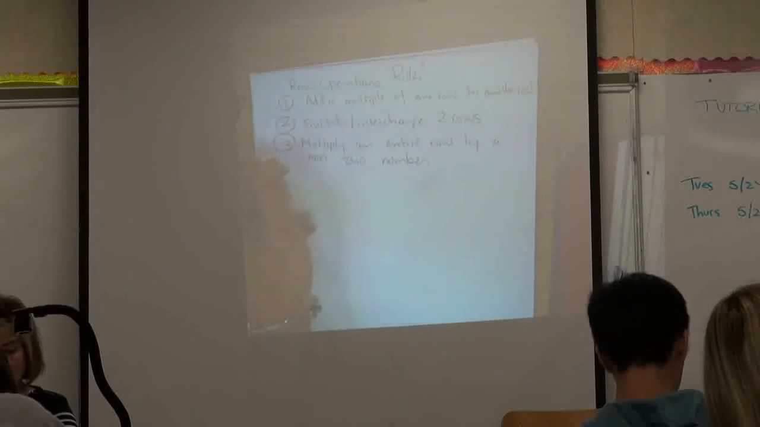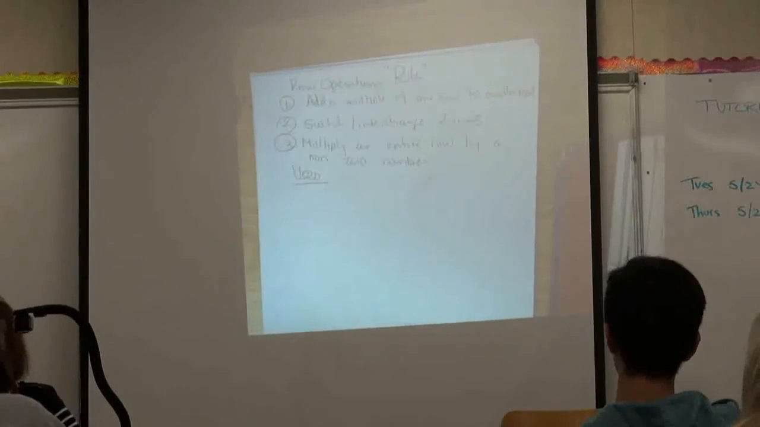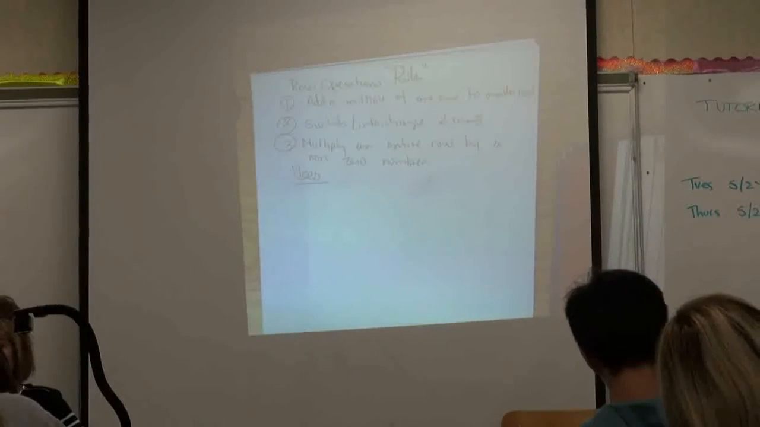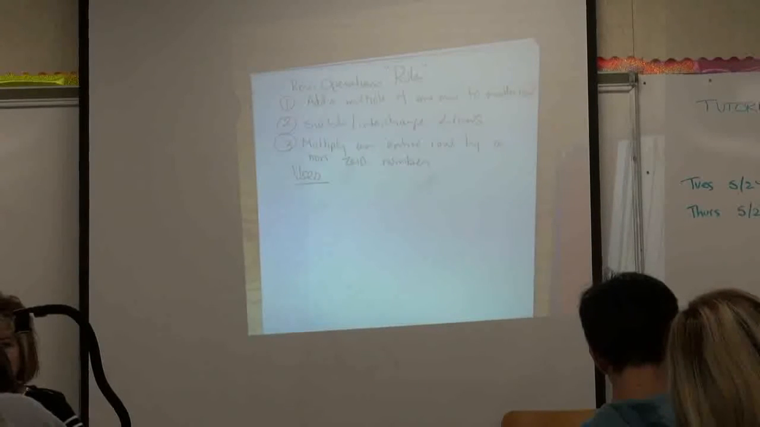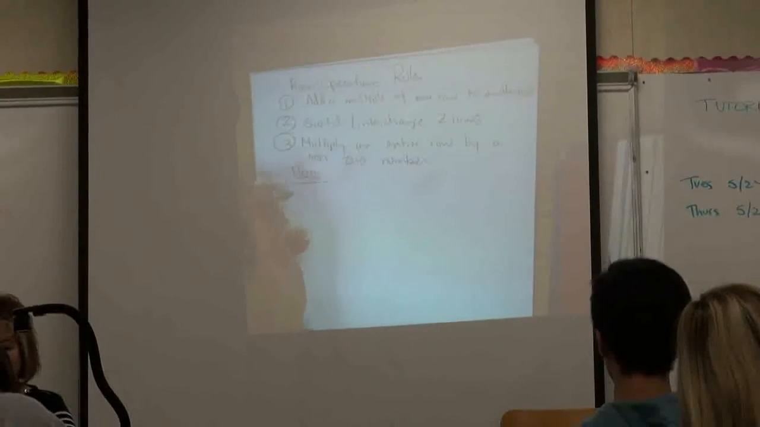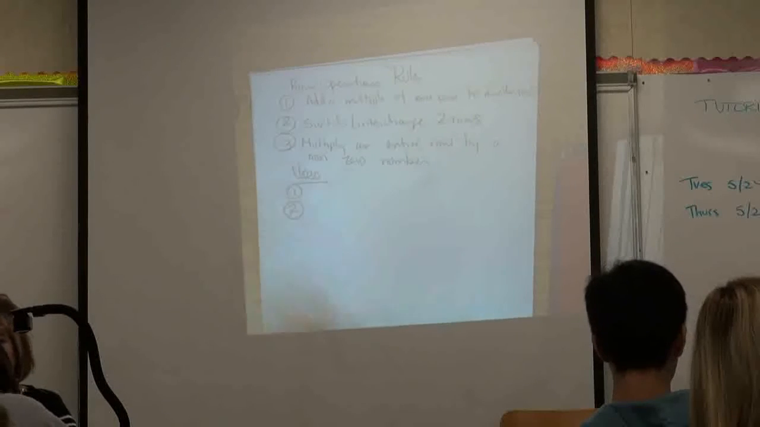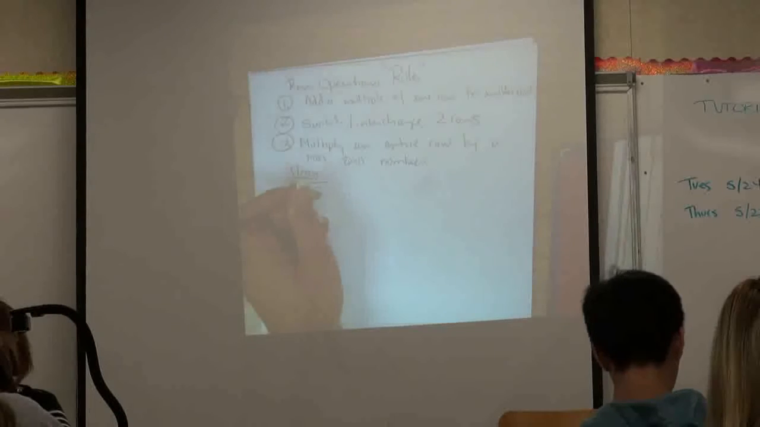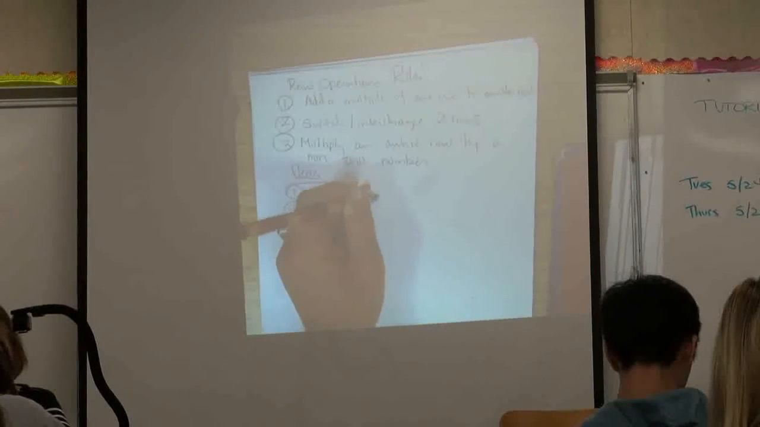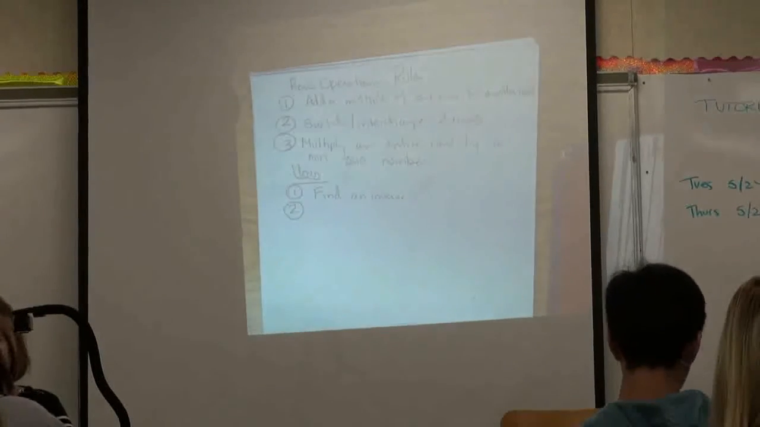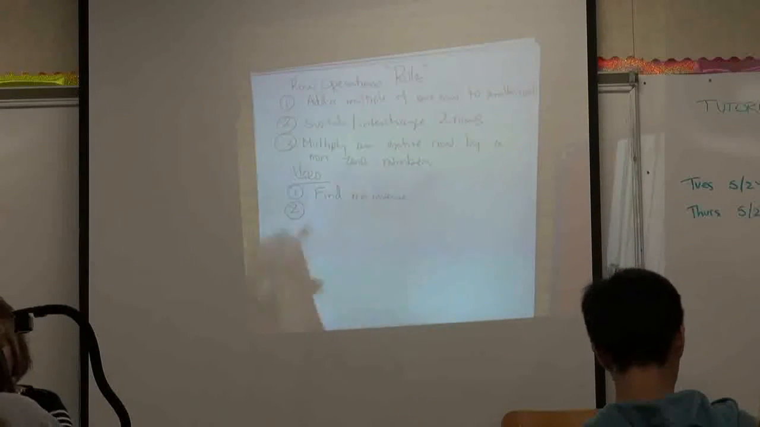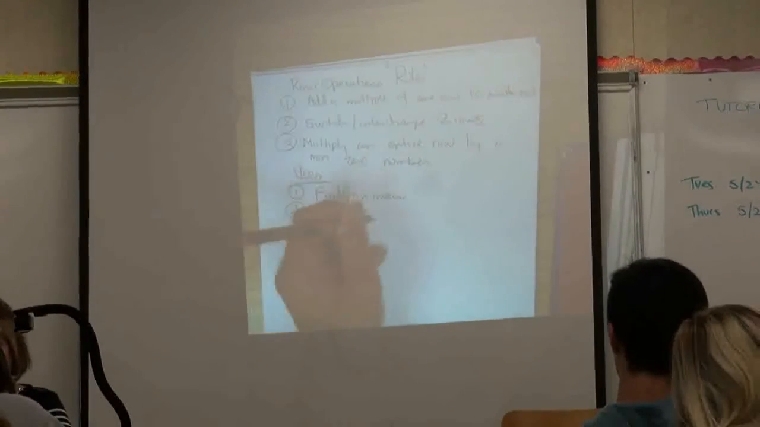We also used row operations to accomplish 2 things. Jake, what did we use row operations to do? Find an inverse. And what? We used the identity matrix. What else did we do? We solved a system.